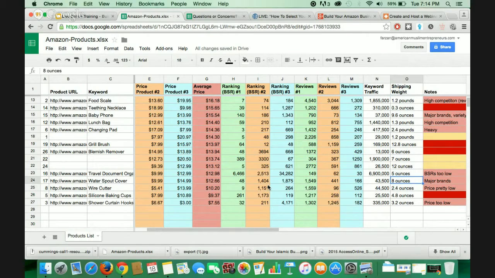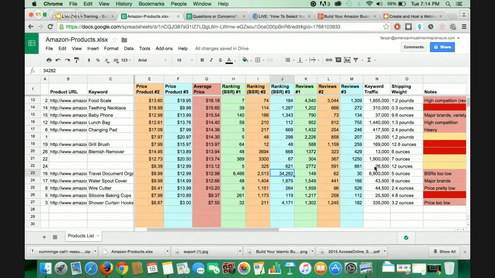successful in competing against. Going up to the travel document organizer, the BSRs are too low. As you can see, we said between 0 and 3,000. Of these, only one is under 3,000, and it's on the higher end, close to 3,000. So just based on the BSRs, the rankings, I completely knocked that one out.